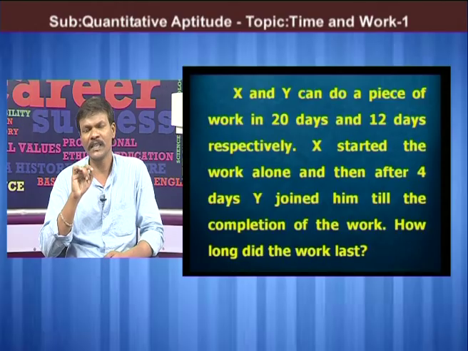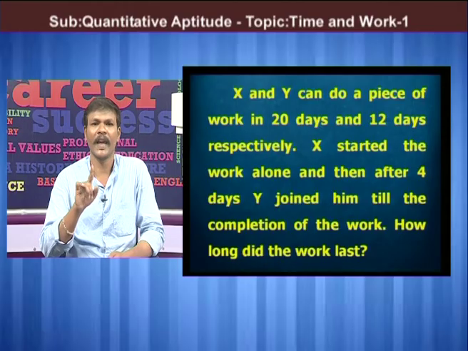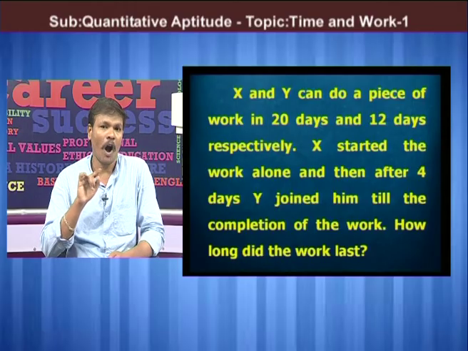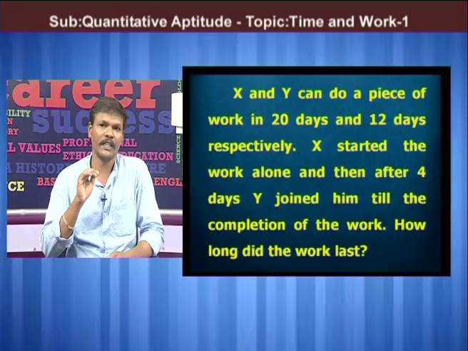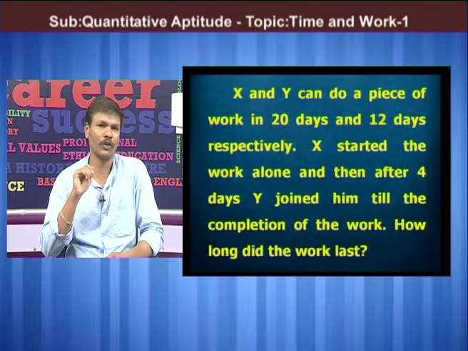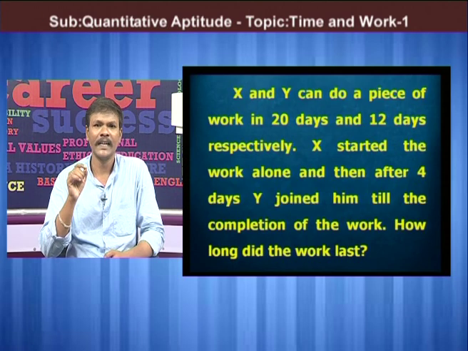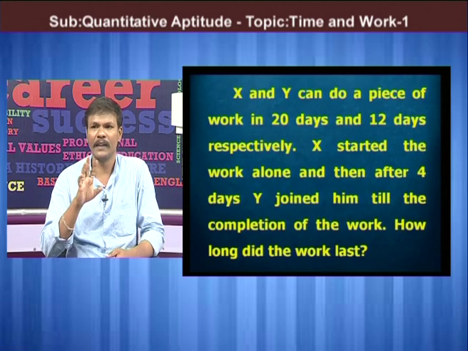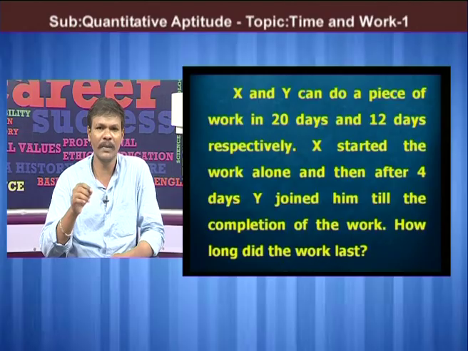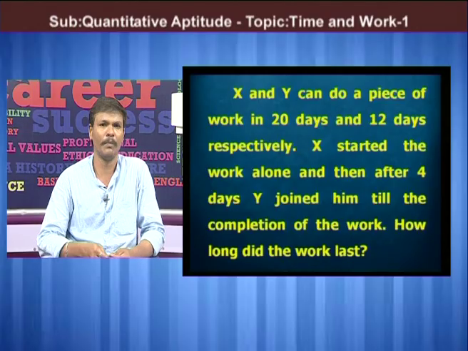So what does the second statement say? X alone started. After 4 days Y joined him. So after the 4 days, X and Y work together. That is the question: how many days will the work take to be completed? That means how long did the work last?